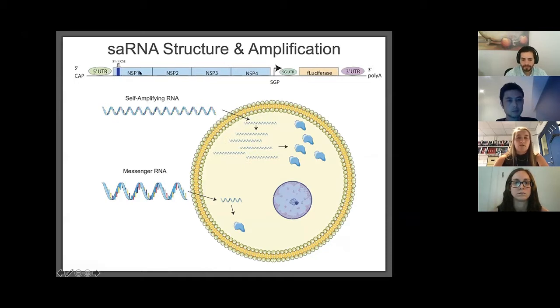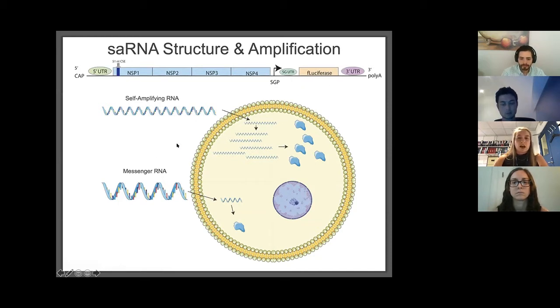We then have 4 non-structural proteins. For us, this is derived from VEV, which is an alphavirus, and these 4 proteins make up the replicase. Downstream of that, we have a subgenomic promoter, and where the structural proteins would normally be, we have a gene of interest. In this case, I've put luciferase, which is one of our common reporter proteins, but this is where you would also put the antigen for a vaccine.